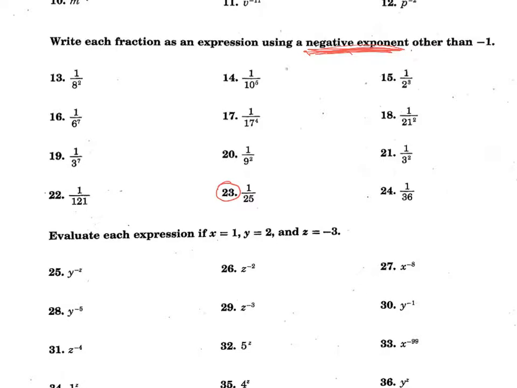But let's do 13. So if we want to make this a negative exponent, we'd flip it, right? So we'd put 8 to the negative 2 over 1, or in other words, just 8 to the negative 2, right? How about one more? How about 21? I want to write this with a negative exponent, so I'm going to flip it, right, to make my exponent change. There, I flipped it, so I can just write it like that. I can get rid of that one then, 3 to the negative 2 power.